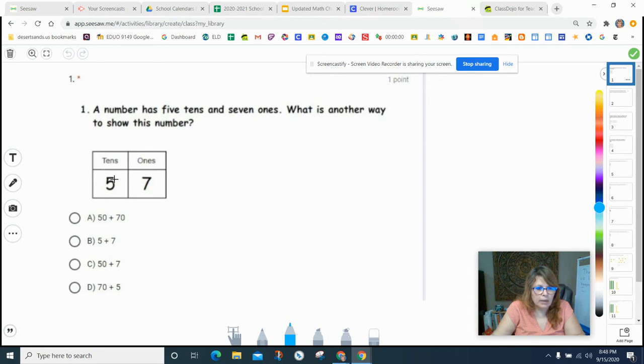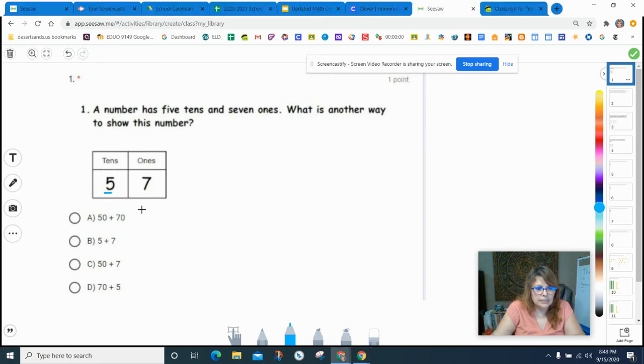So right here we have the 5 tens and the 7 ones. It's already there for you in standard form. And it also has the T, and this is the O. T stands for tens, and O stands for ones. So now I'm going to look at the first choice.